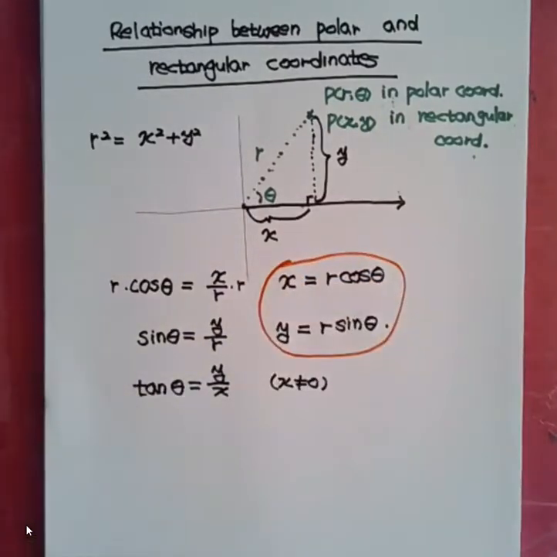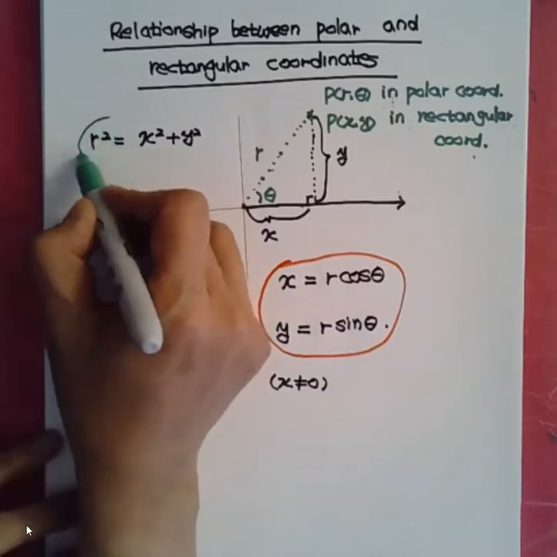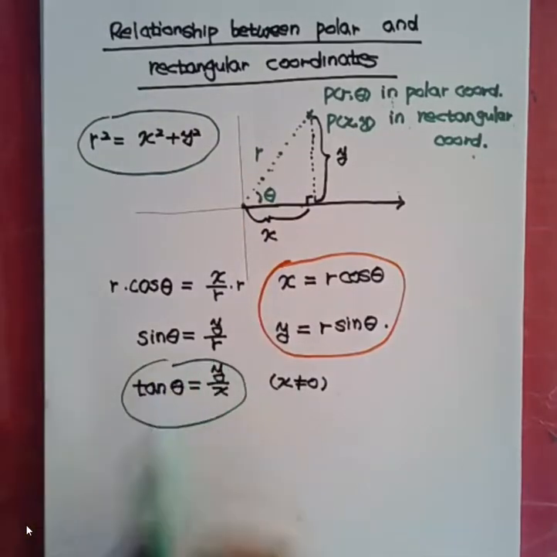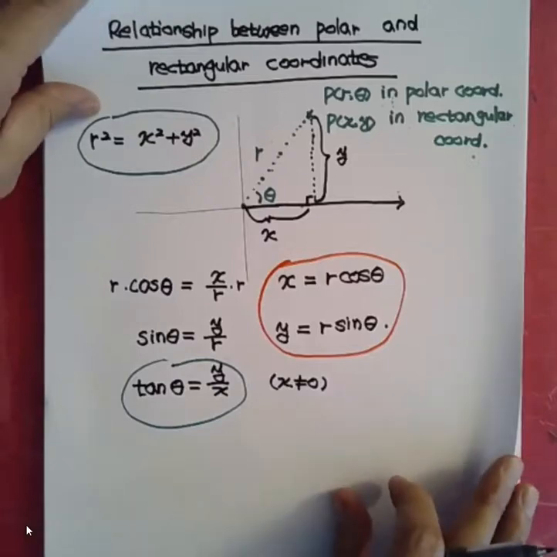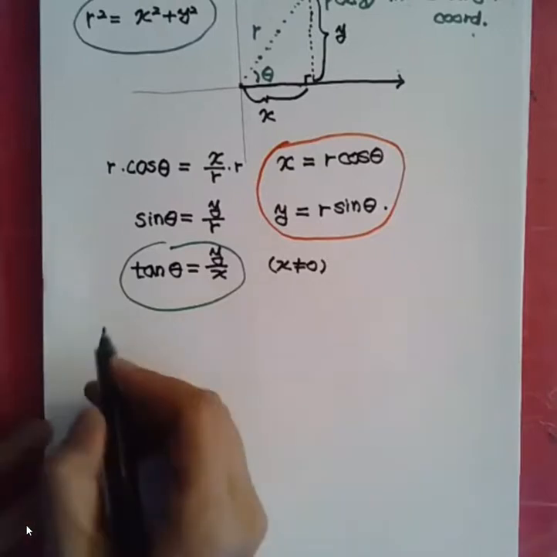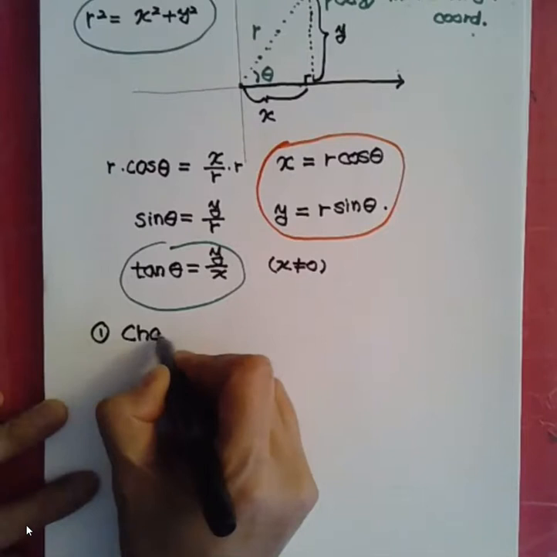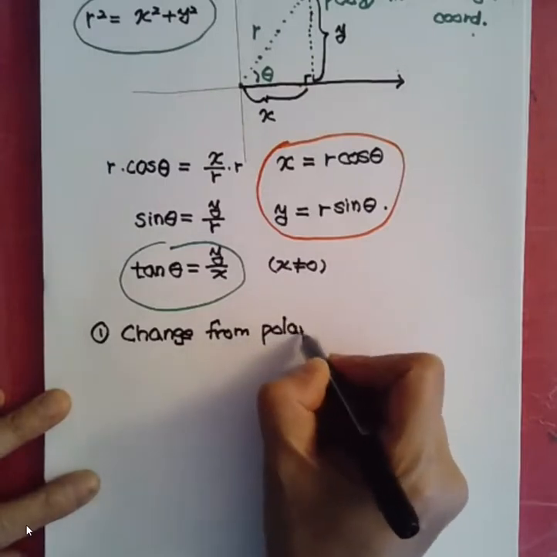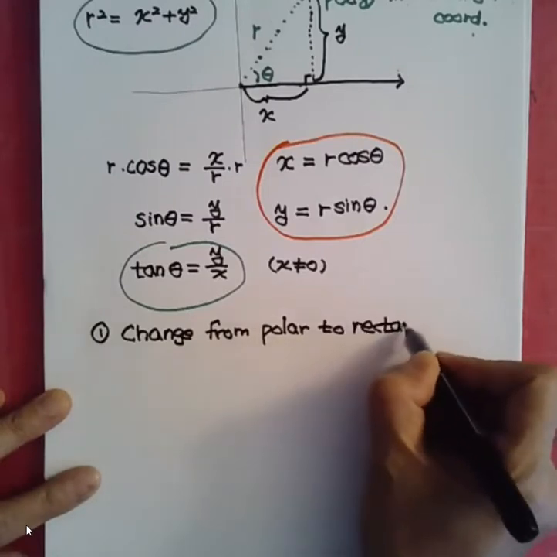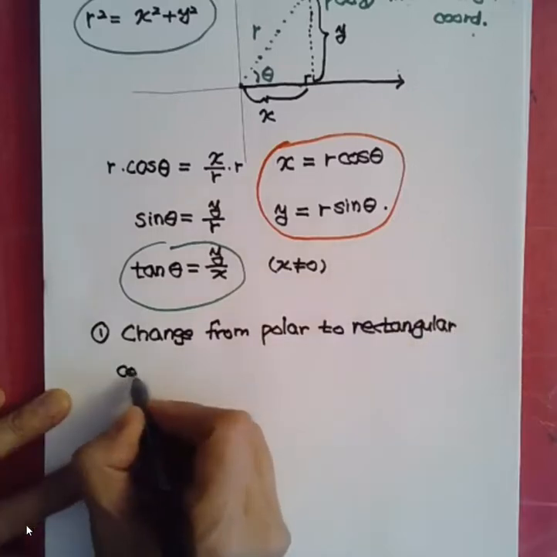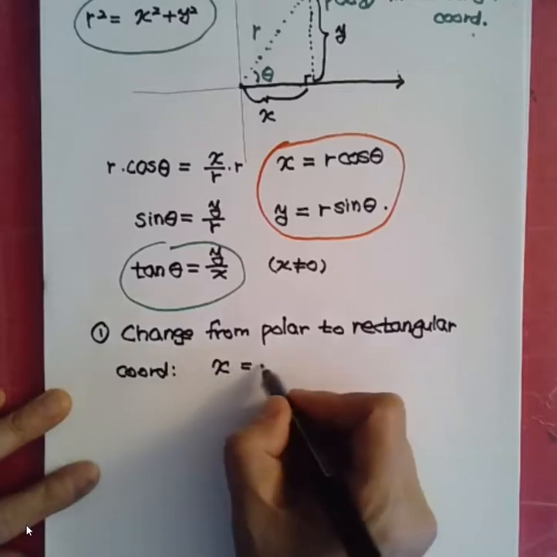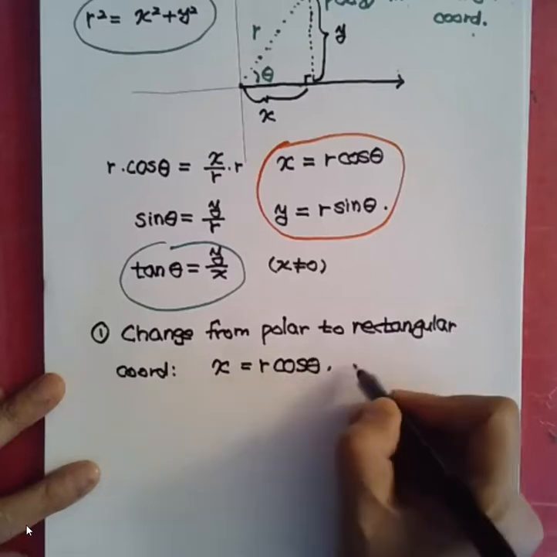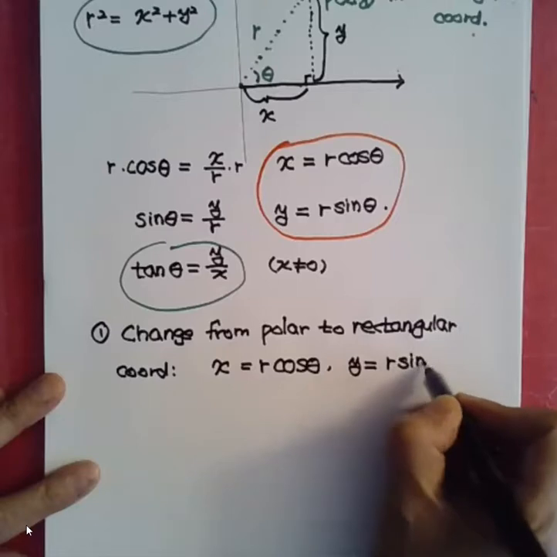This gives us the formula which converts the polar coordinate to rectangular coordinate. And when you convert the rectangular coordinate to polar coordinate, we use these two formulas. Let me summarize. Change from polar to rectangular coordinate. That is obtained by x equals r cosine of theta and y equals r sine of theta.